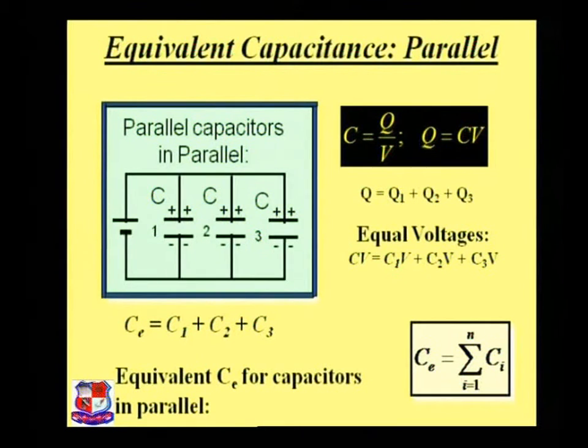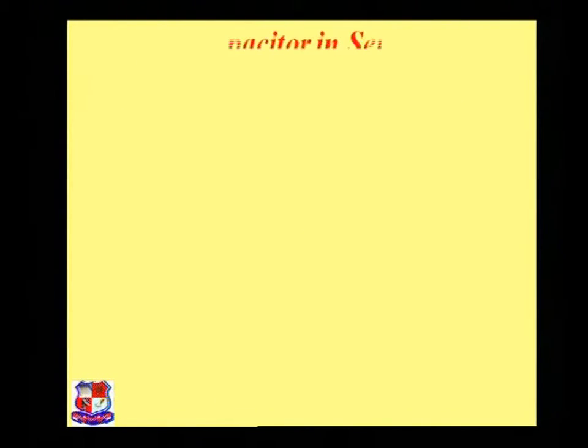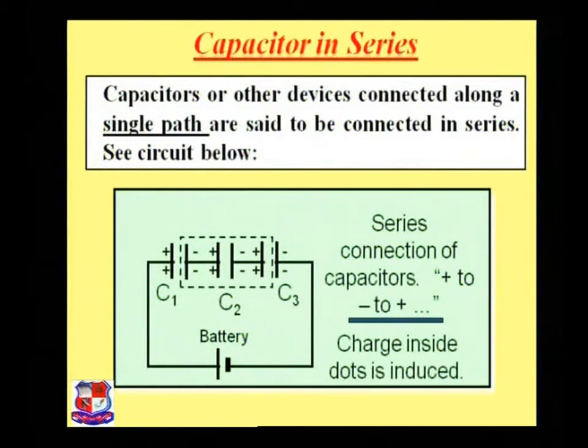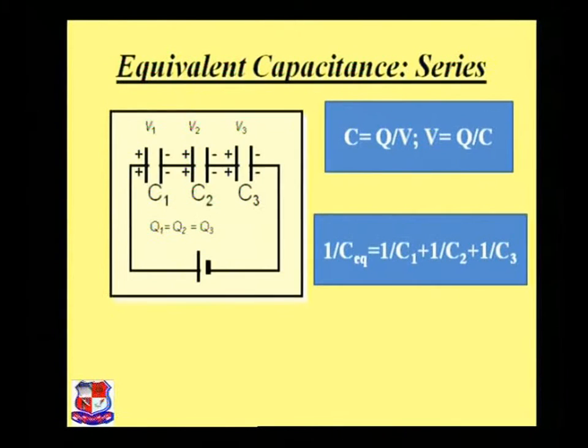And the last one is to find the equivalent capacitance, that is CE equals sigma i equals 1 to n of Ci, where n is the number of capacitors. This is the summary which we already proved. Now this is the capacitor in series, as we already talked about, so just go through a quick overview of that. And this is the summary of the capacitance.